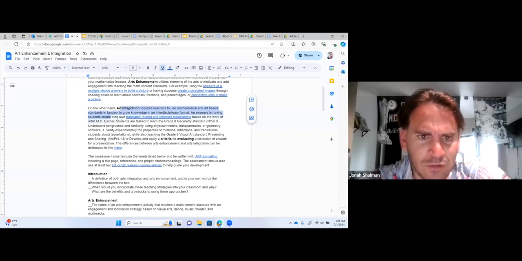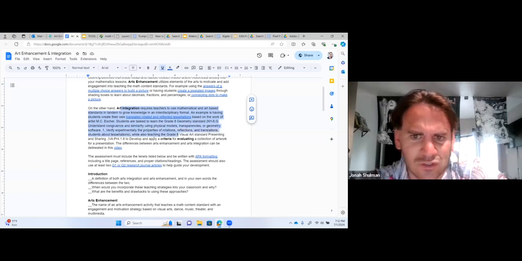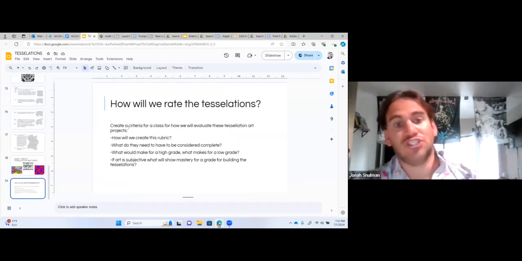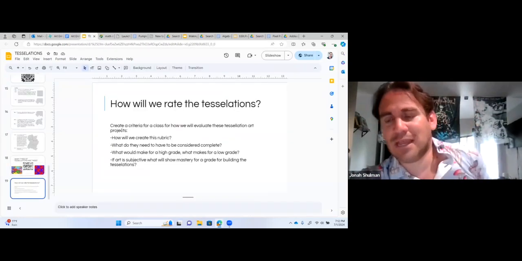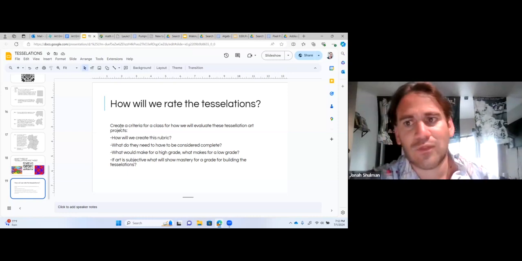This is based on the work of MC Escher. Students are tasked to learn the grade 8 geometry standard, understand congruence and similarity using models, transparency or geometric software, verify experimentally the properties of rotations, reflections, and translations, while also learning the grade 8 visual art standard of presenting and sharing. So at the end, they have to present on it and share and rate each other, because rating is one of the art standards. So that was one that I did.